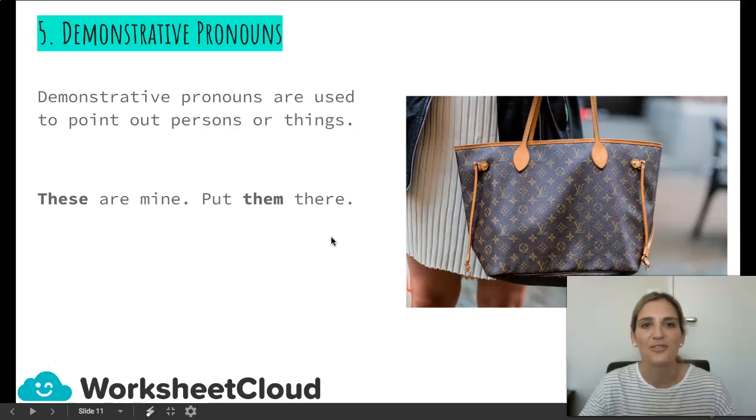So, demonstrative pronouns. They are used to point out things, people or things. So try and remember it like that. So we're looking at: these are mine, put them there. Okay, so it is pointing out.